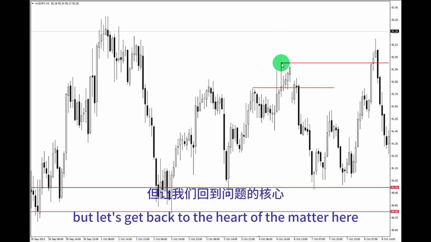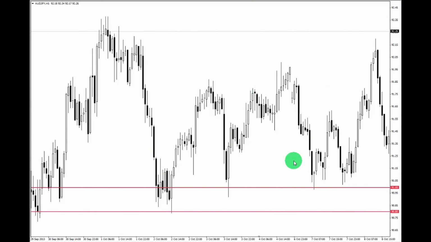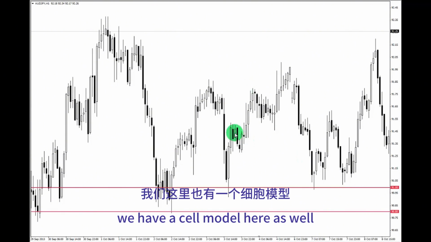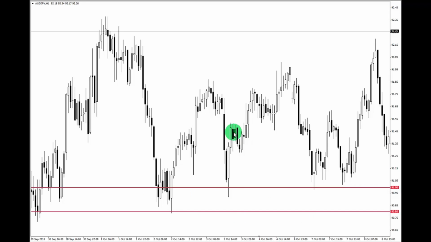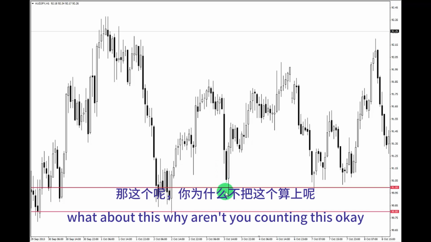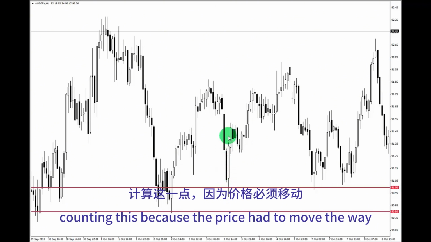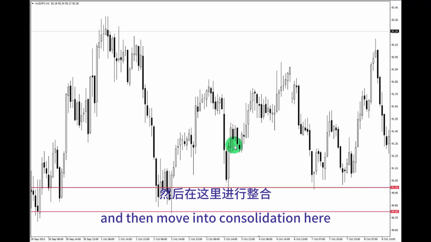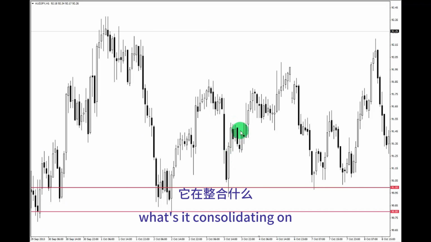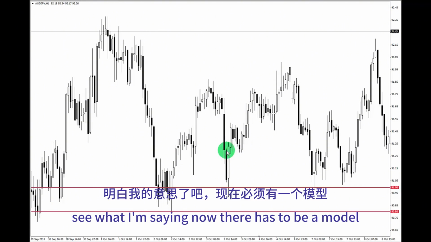Okay, but let's get back to the heart of the matter in regards to the fractal patterns or sell models. We have a sell model here as well. We have a consolidation. Now I know you're probably saying, well, what about this? Why aren't you counting this? Okay, well, I'm not counting this because the price had moved away and then moved into consolidation here. What's it consolidating on? The top of this bullish candle or bearish candle, which is a bullish order block. See what I'm saying now?